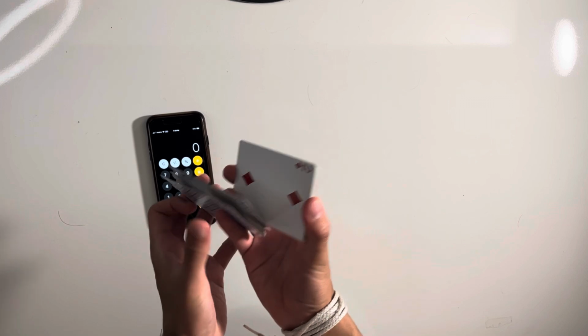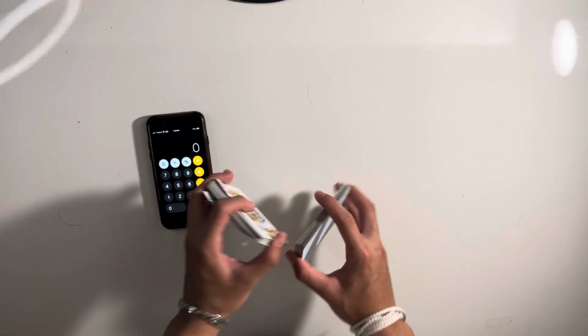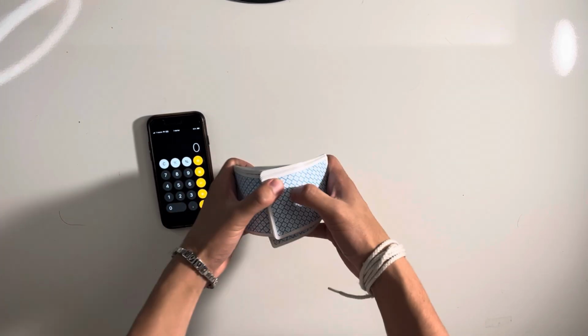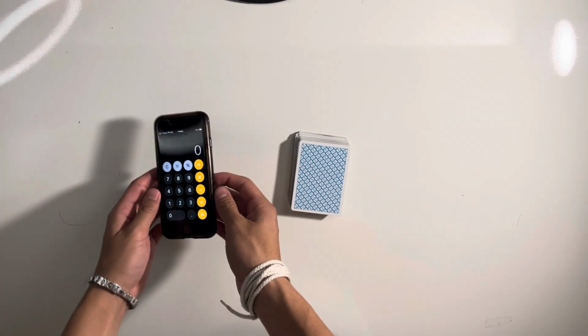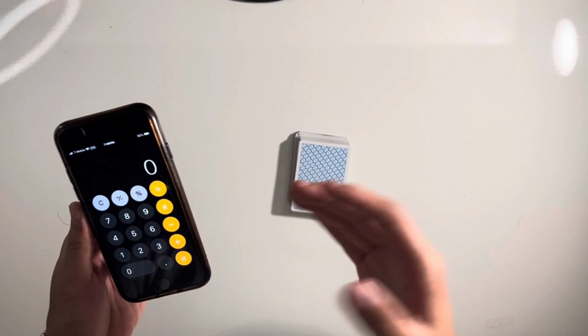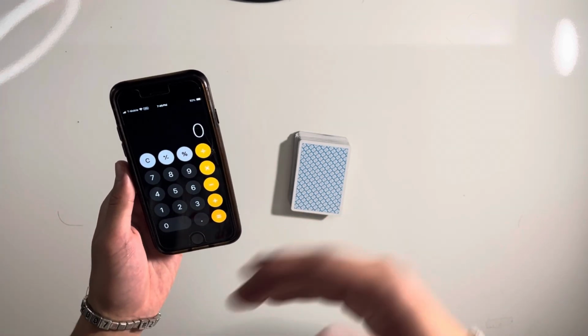So you want to take the cards and you want to give it a nice old shuffle. You can give it to your spectator to shuffle as well. It doesn't really matter in this context. Now, with the shuffled deck of cards, we're just going to set it down, and we're going to take the calculator. Make sure it's at 0. Make sure it's clear. You don't want anything messing with it. And what you want to do is just ask them for a 3-digit number.